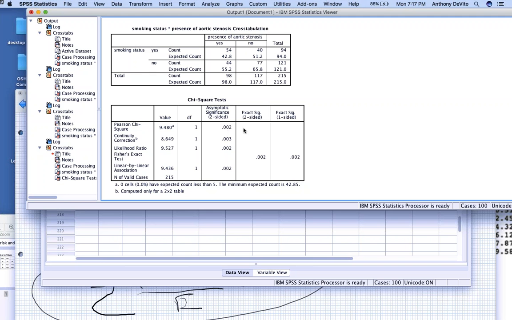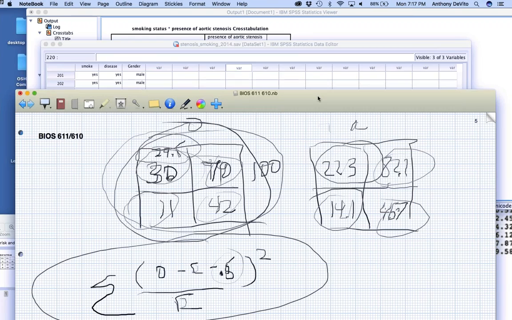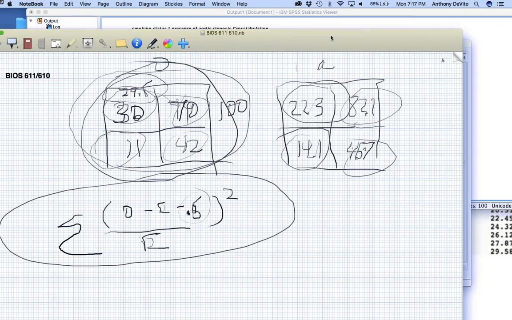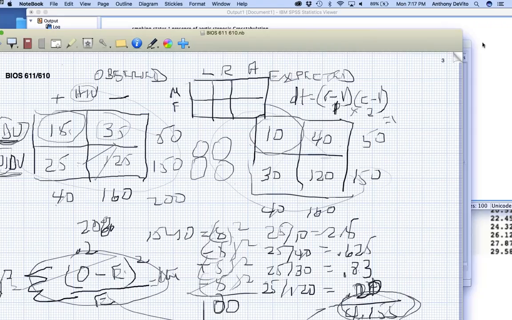Okay, so now let's take a look at this from another perspective. Okay, and that is, I'm going to go back to our tables. See if I can't do this without messing this up.